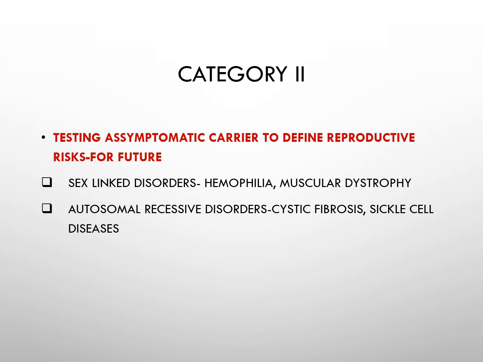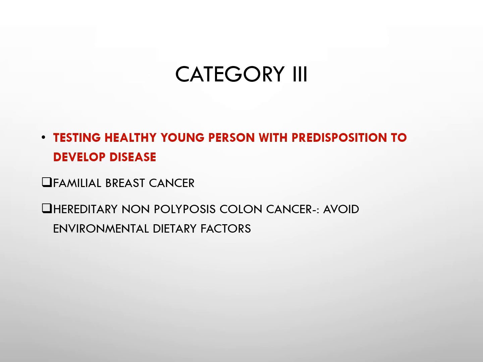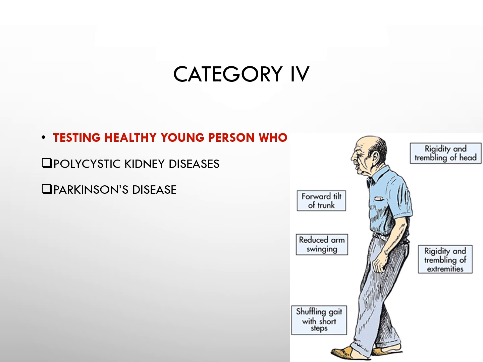In category 2, testing asymptomatic carriers to define reproductive risk for the future. So they are sex-linked disorders, for example hemophilia or muscular dystrophy, and again autosomal recessive disorders like cystic fibrosis and sickle cell disease. In category 3, we can see testing a healthy young person with predisposition to develop disease, for example if the family has breast cancer or hereditary non-polyposis colon cancer. In those cases, we can avoid environmental and dietary factors. And in category 4, testing a healthy young person who has polycystic kidneys or Parkinson's disease.